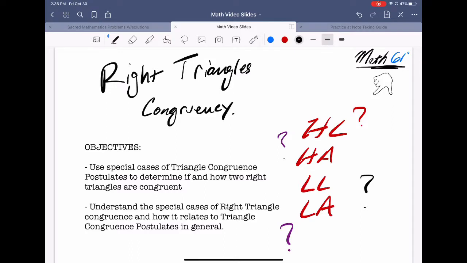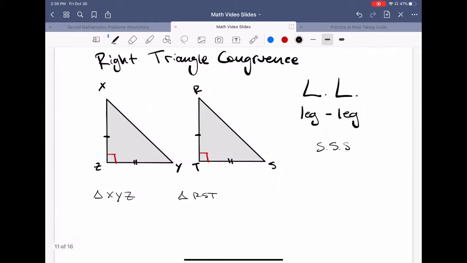We got HL over here, HA, LL, LA. What does all this mean? They're not city abbreviations. Sorry, Los Angeles. Okay, our first one is leg congruence. Okay, and I spoiled the reveal here. It's a special case of the side congruence postulate.